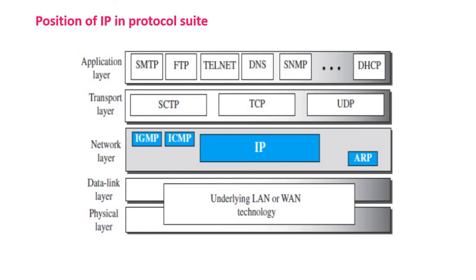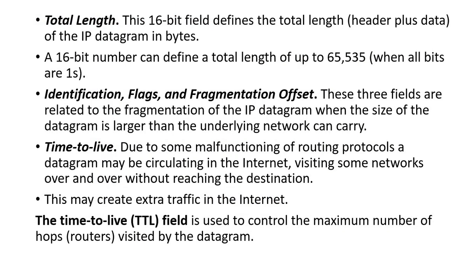Now in this diagram, you can see where the IP is located. That is the network layer, along with the Address Resolution Protocol and the Internet Control Message Protocol. In this area, we have the location for the IP. So IP plays a major role in this network layer.